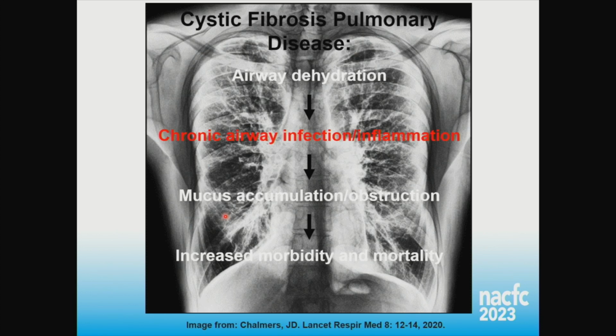So as this audience knows very well, CF airways disease or pulmonary disease starts due to airway dehydration as a consequence of the CF defect that eventually leads to chronic infection and inflammation. And all these changes with time will promote mucus overproduction and airway obstruction. So these changes are very bad for CF patients because they increase morbidity and mortality.